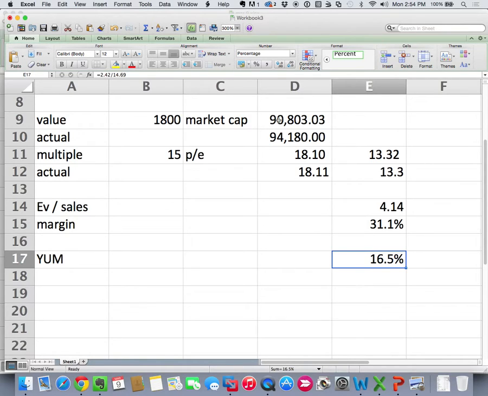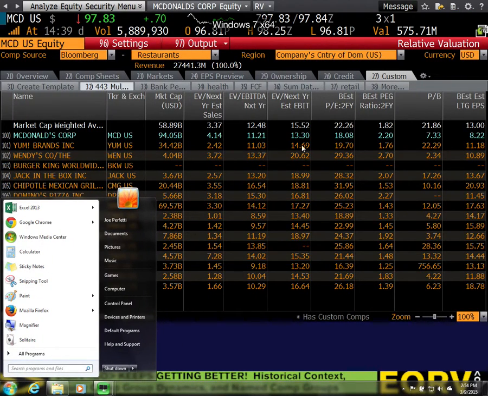McDonald's has great margins. McDonald's has great ROIC. Premium or discount? Yum trades at higher EV to EBIT than McDonald's. I'm willing to pay more for Yum's earnings, and about the same EV to EBITDA, even though Yum has lower margins. Why? What would explain that? What does Yum have that McDonald's doesn't?